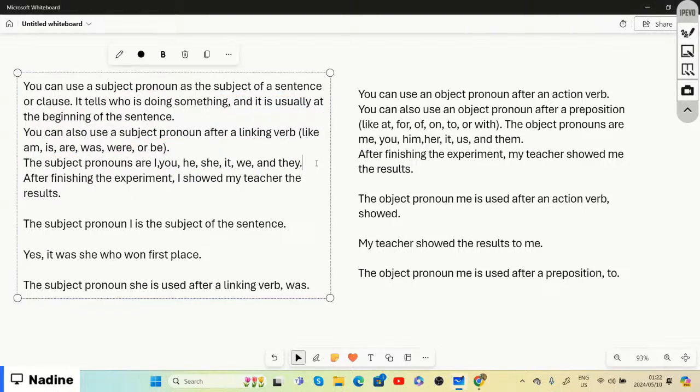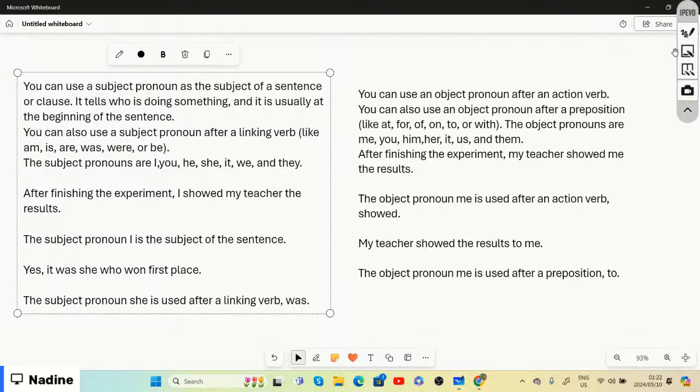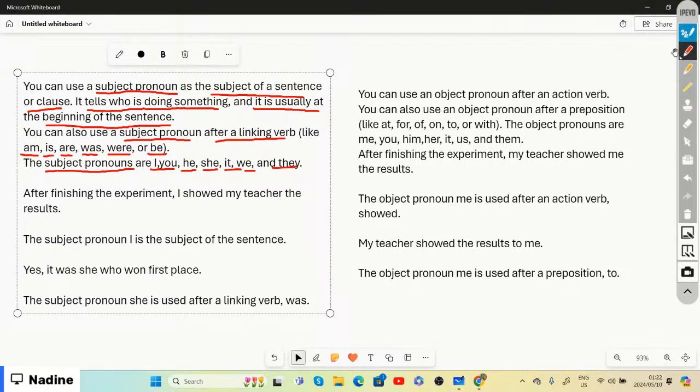And if we look at our example, we can say, after finishing the experiment, I showed my teacher the results. So I is our subject pronoun because it tells us who is doing something. I'm showing my teacher the results. So I is actually the subject of the sentence, right?